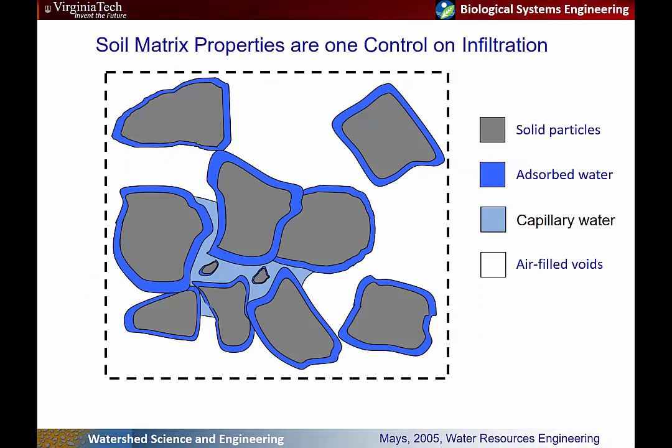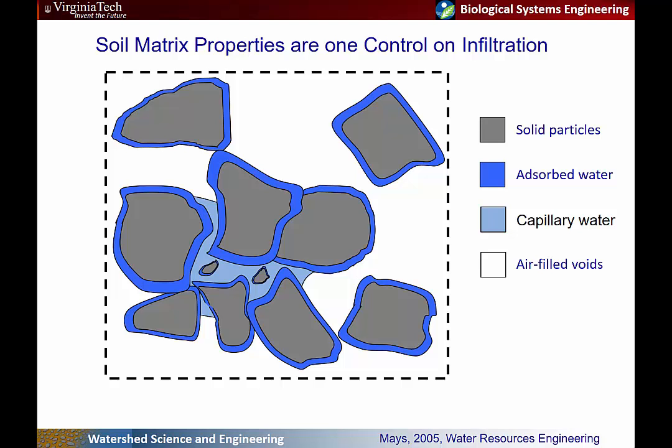Soil matrix properties are also another control on infiltration. I'm just showing a cross-cut of a soil column here, looking at the matrix properties. The gray is the solid soil particles. The dark blue is adsorbed water. This is water that's held basically by suction to that soil particle, and plants can access this water. However, gravity cannot remove it. So plants can access adsorbed water, but gravity cannot remove it.